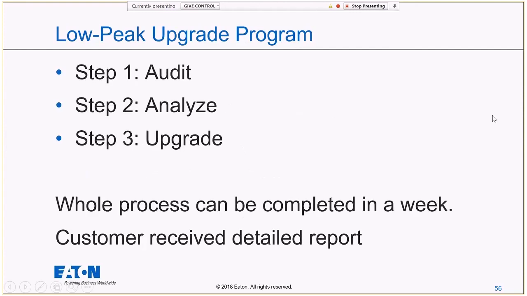So how it works, step 1 of the program is to do an audit of the inventory in a facility. You also typically want to take a look at the fuses that are installed in the field, just so you're not forgetting any there, and you make sure you upgrade those as well. Step 2, you send that list to Bussmann. We analyze it. We usually get it back to you within a week, and you get this detailed report.